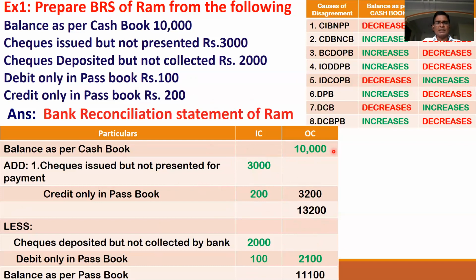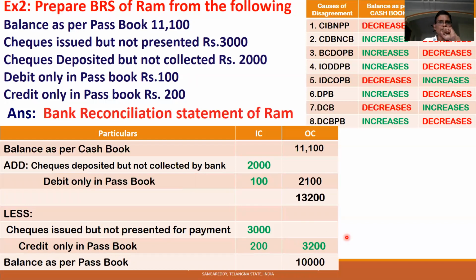When cash book balance is given, we are going to get the answer, balance as per passbook, 11,100. The same problem will work out the other way. So prepare the BRS of Ram from the following. Balance as per passbook is given.